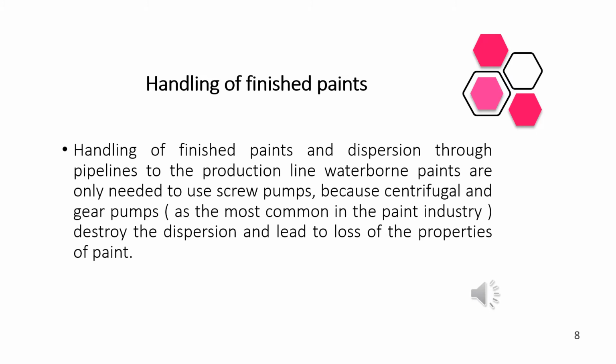Waterborne paints only need to use screw pumps, because centrifugal and gear pumps, as the most common in the paint industry, destroy the dispersion and lead to loss of properties of paint. So when the products are ready, it is important to handle the finished products carefully and disperse the product through the pipeline to the production line.